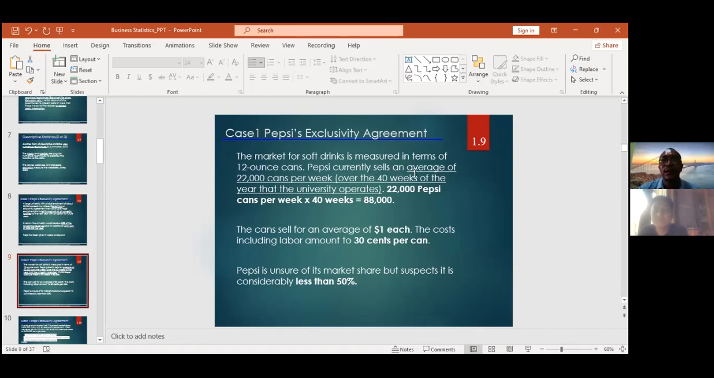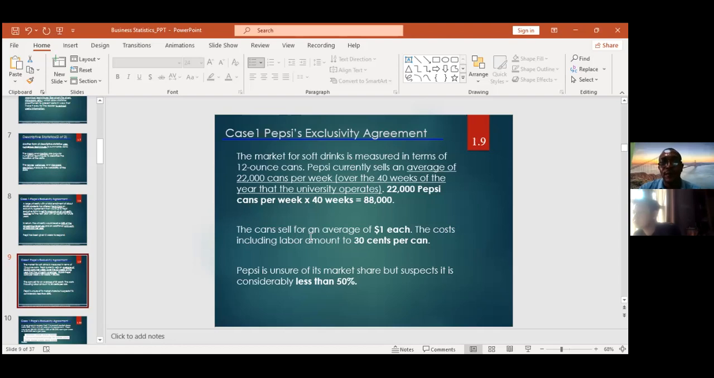Pepsi currently sells an average of 22,000 cans per week over the 40 weeks of the year. That is 40 weeks in a year. Now, 22,000 Pepsi cans per week times 40 weeks equals 880,000. So they can sell 880,000. So they are trying to see whether it is worthwhile to take this agreement, but they need some values. They need some data.